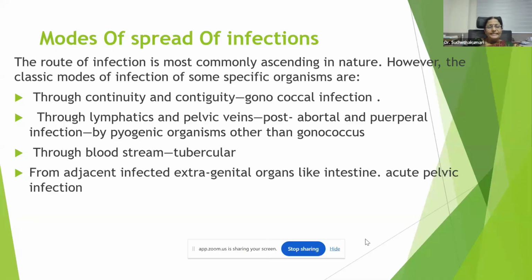Next is from adjacent infected extragenital organs like the intestines, and also other pelvic infections. Suppose the patient is suffering from appendicitis. If it is not treated, it may spread into the reproductive tract. If the lady has any urinary tract infection, it may also gain access into the reproductive tract. So, these are the types of spread of the infections.